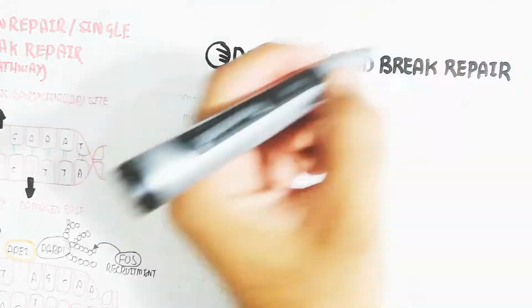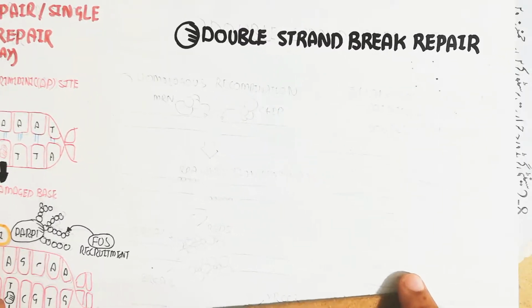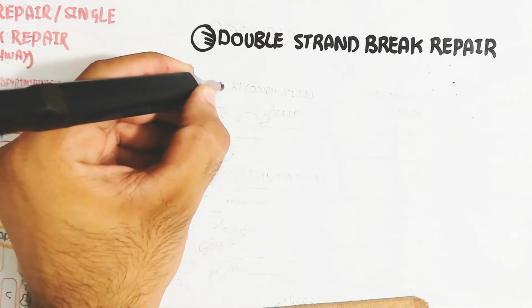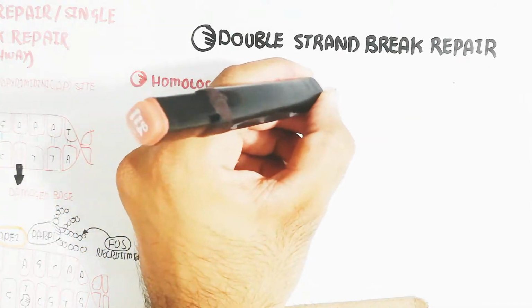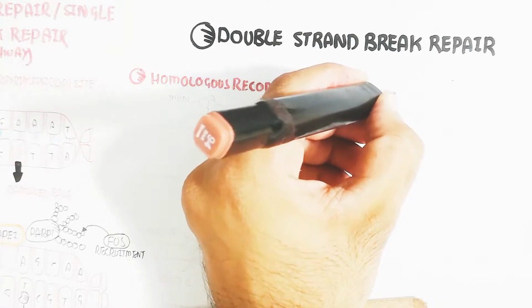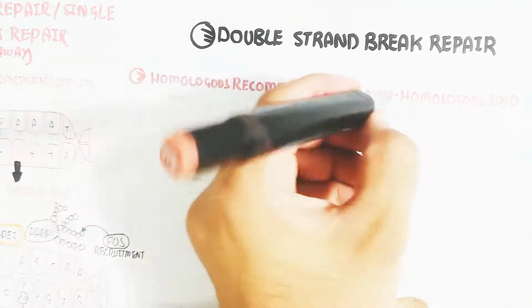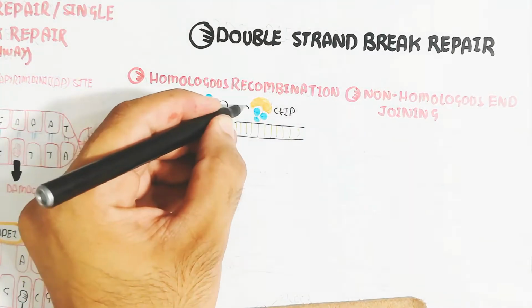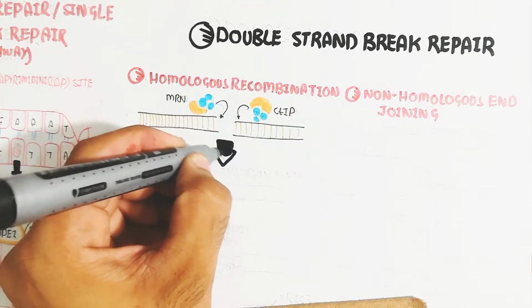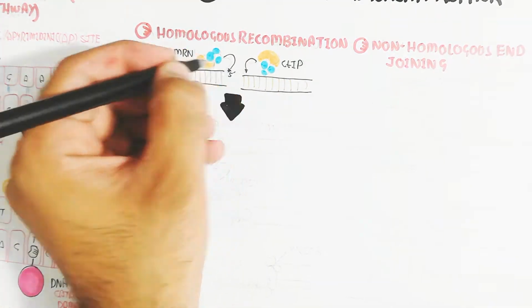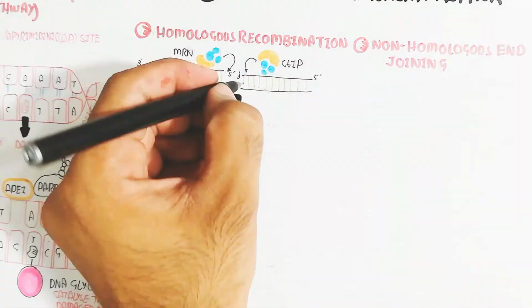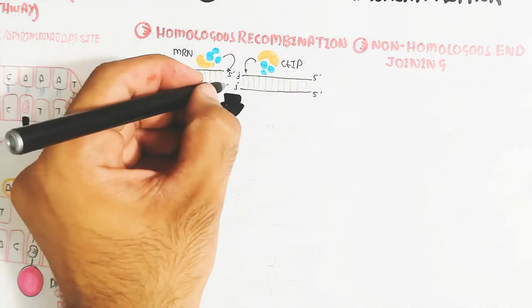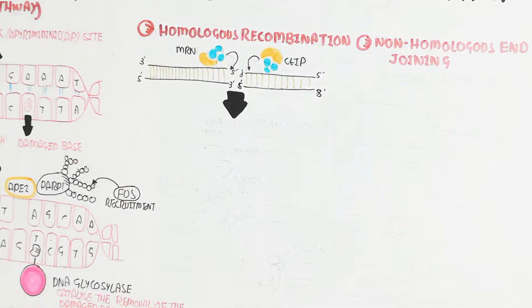While for double strand break repair, let's learn about the double stranded break. This was the single stranded break, but let's begin to understand the double stranded break. Homologous recombination and non-homologous end joining are the two different pathways involved in double strand break repair. Here MRN and CtIP are recruited to the damaged site. After that, RPA, the replication protein A, is recruited after the recruitment of MRN and CtIP.